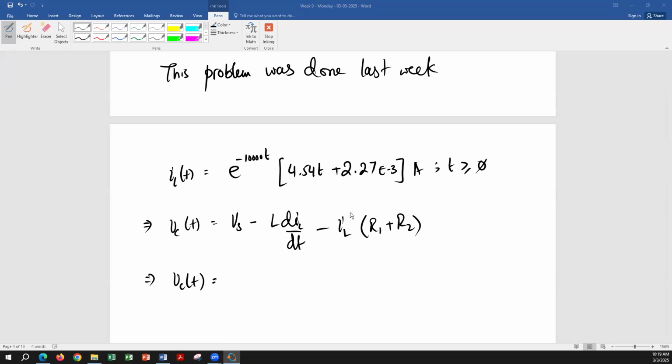That's VS1. Forced response. I think we did one problem. I think this is the problem that we did for the forced response.